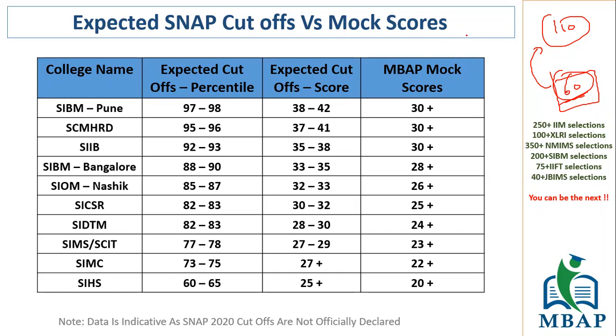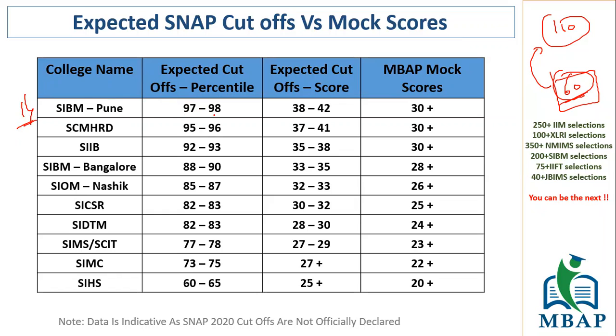These cutoffs are not official; these are expected cutoffs. They can go plus or minus here and there, with plus or minus 2 being a possible scenario, but more or less the percentile remains the same over the years. So SIBM, which is the rank 1 college, the dream list college, SIBM Pune.